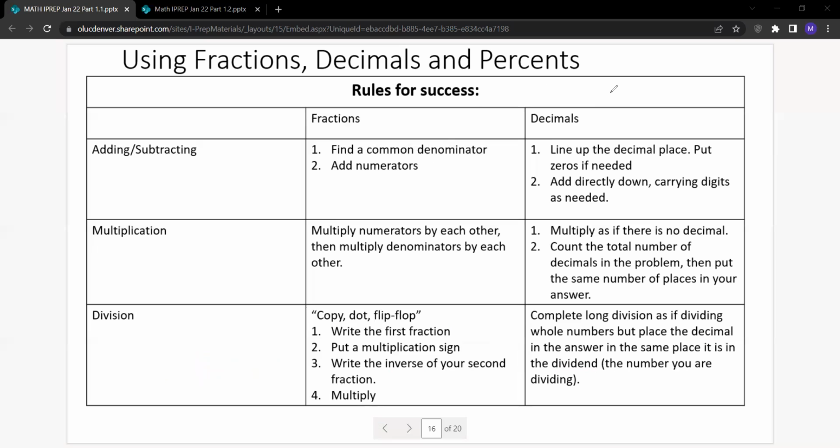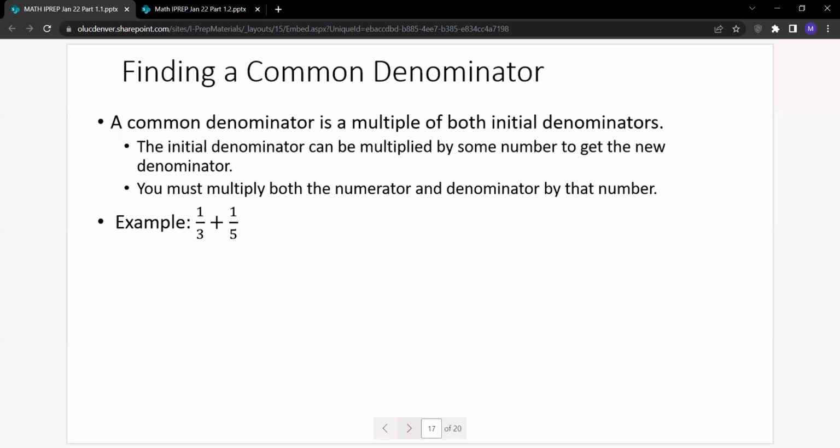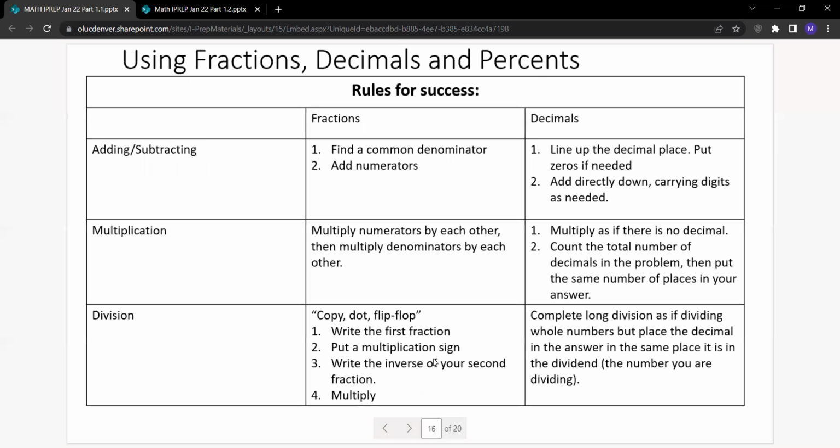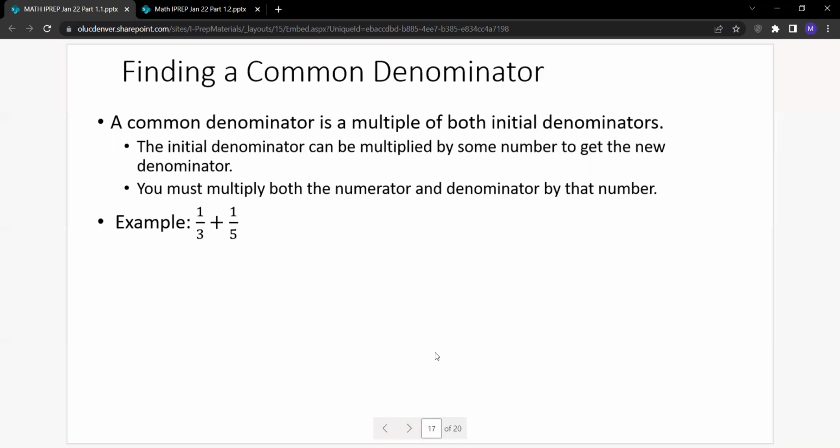All right, let's go ahead and move on. So kind of how we talked about in the last one, I said we'd go back to this, finding a common denominator. This is us going back. So let's go ahead and talk about this real quick. So a common denominator is a multiple of both initial denominators. The initial denominator can be multiplied by some number to get a new denominator. You must multiply both the numerator and denominator by that number. So if that made sense to you, awesome. If it did not, let's go ahead and walk through it and show you what that means.